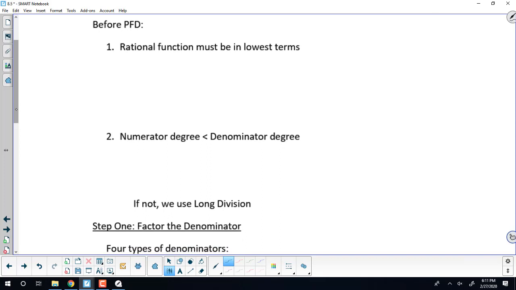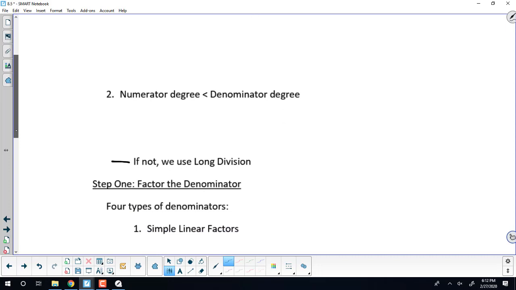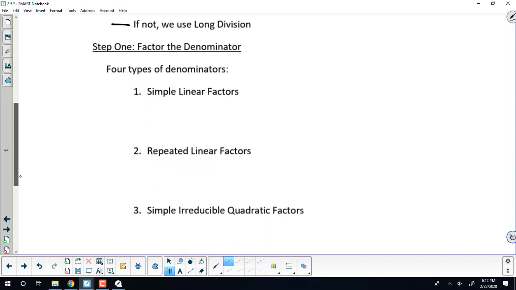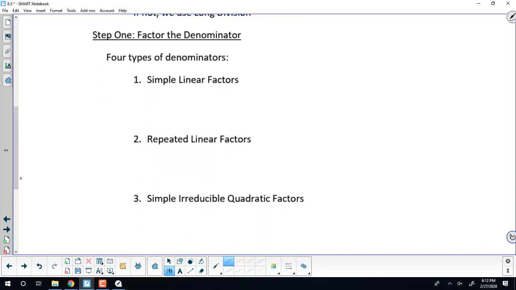But before partial fractions, you make sure the rational function is in lowest terms. The degree of the numerator has to be smaller than the degree of the denominator. Otherwise, it's improper, like we saw in 8.1, and you have to use long division. So the steps are: first factor the denominator. Depending on what the factors are in the denominator, that dictates your setup after that. So there are 4 types of denominators that we'll encounter.